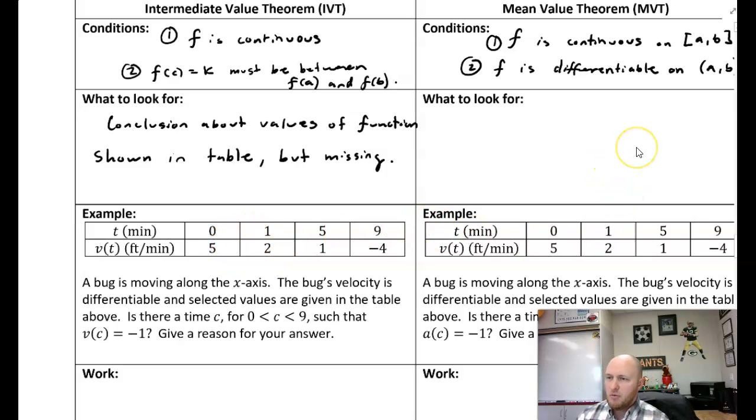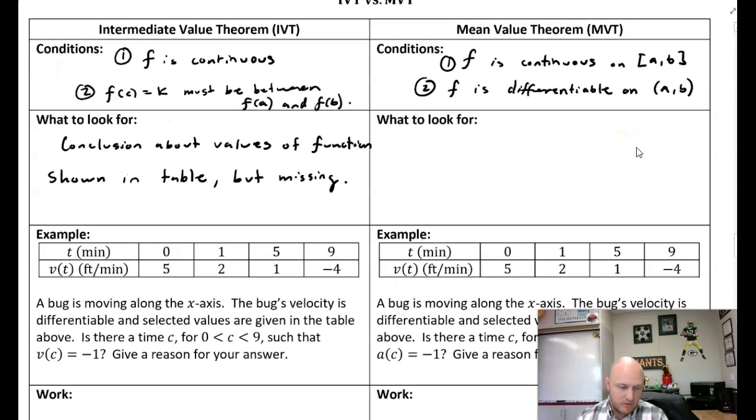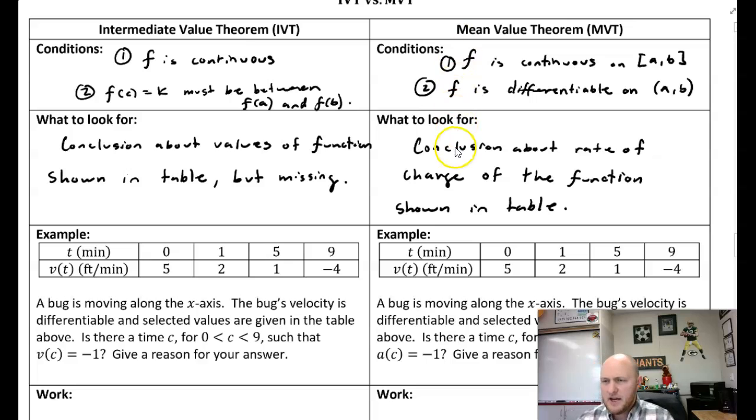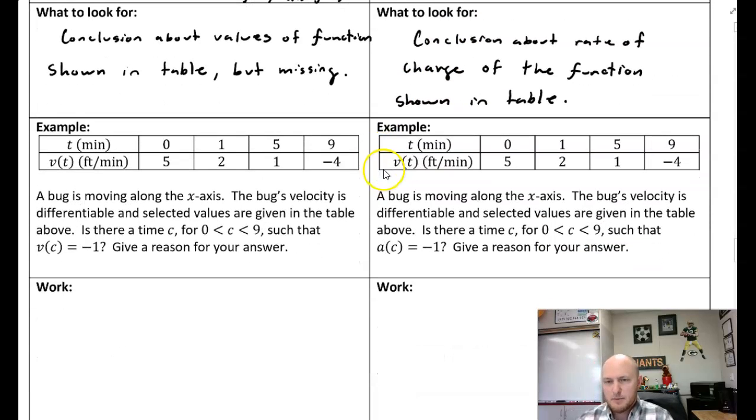Okay. However, for the mean value theorem, they're asking for a conclusion about the rate of change of the function shown in the table. Okay, and I'll highlight this here in these next two examples.